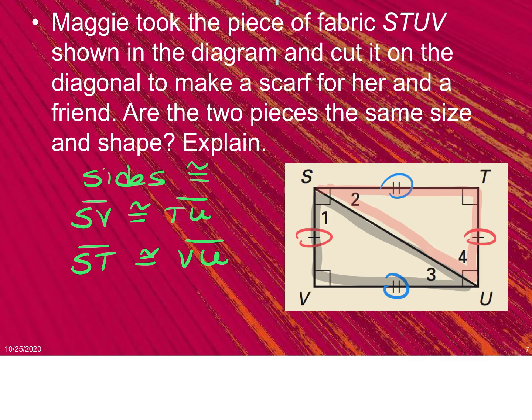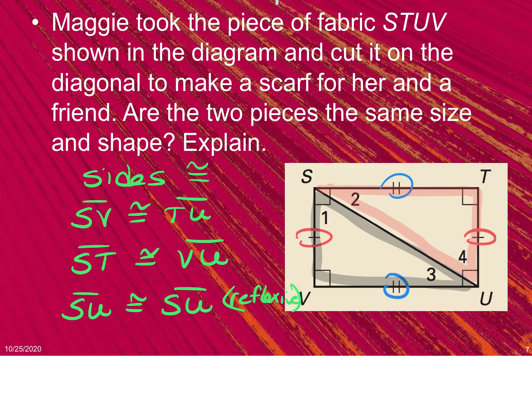Now notice the diagonal. Here's where I'm going to be using my reflexive property. I'm going to be saying SU is congruent to SU. And if you were writing this in a proof, your reason would be reflexive. So just a little side note there.